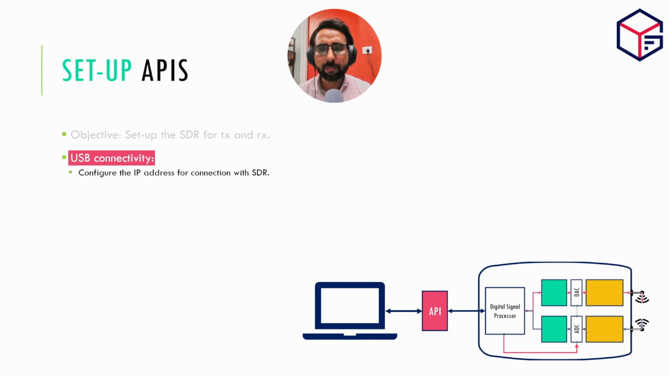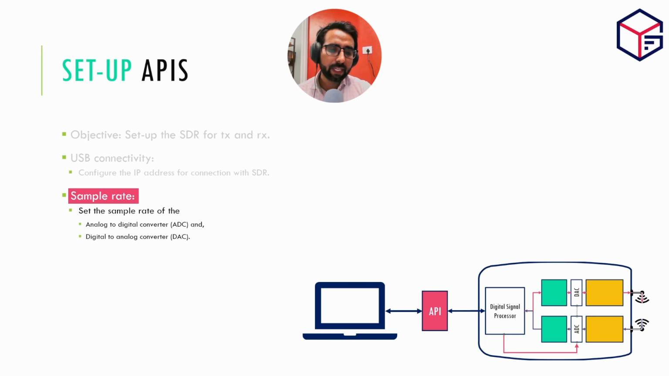Let's set up some basic parameters. The first thing is we have to give the IP of the SDR which we are going to connect with this laptop, or system in general. And then we have to configure the sample rates that we are going to use for transmission and reception of the signals, or that we are going to use for analog to digital conversion and digital to analog conversion.